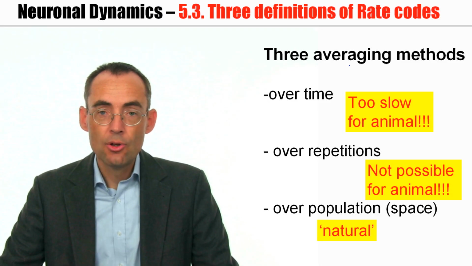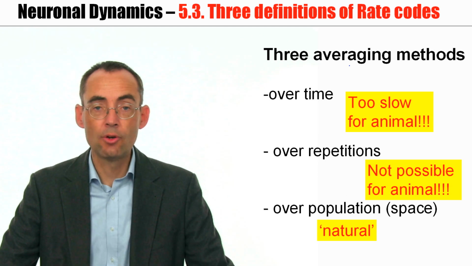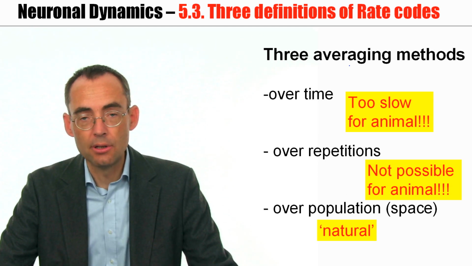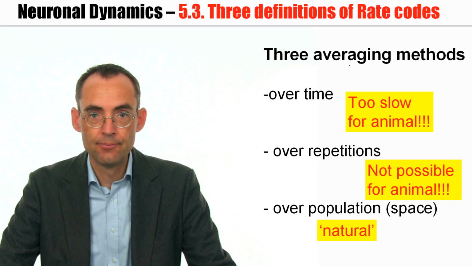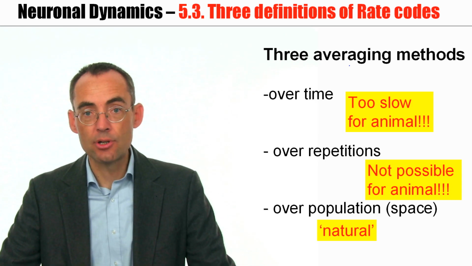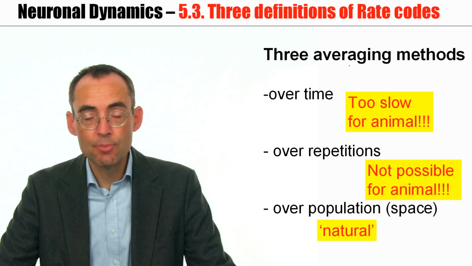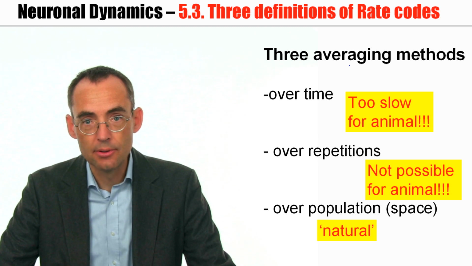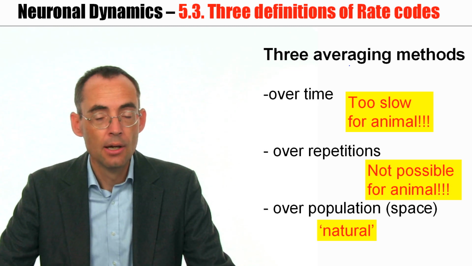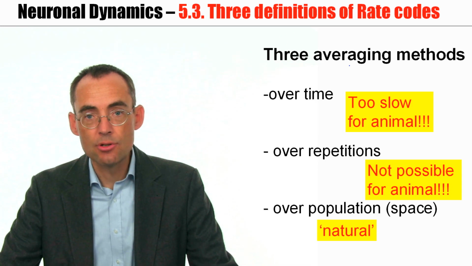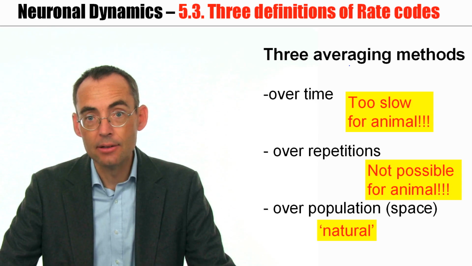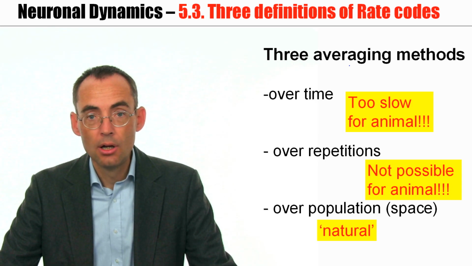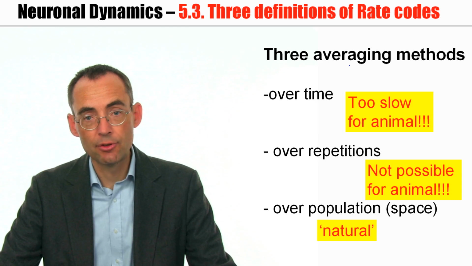So let me summarize. There are at least 3 different definitions of a firing rate. All 3 are useful experimental tools for data analysis. The first one is based on temporal averaging. Temporal averaging cannot be the code used by neurons because it's too slow. The second one is repetition across different trials and then averaging. Again, in a natural situation, an animal is not going to average over different trials before it can react.